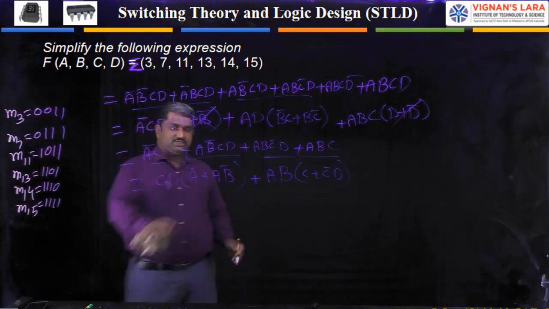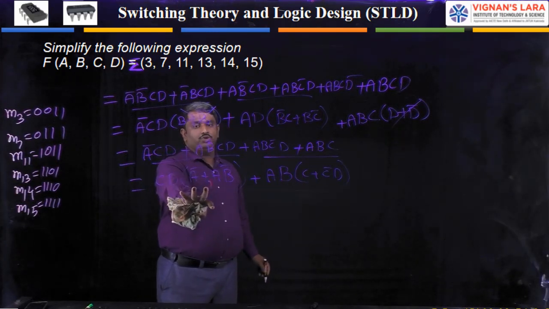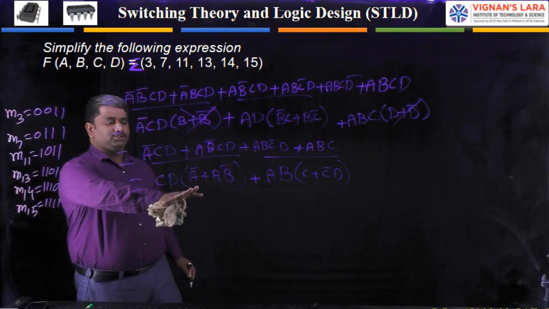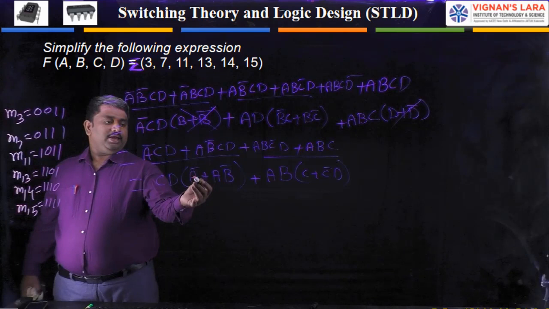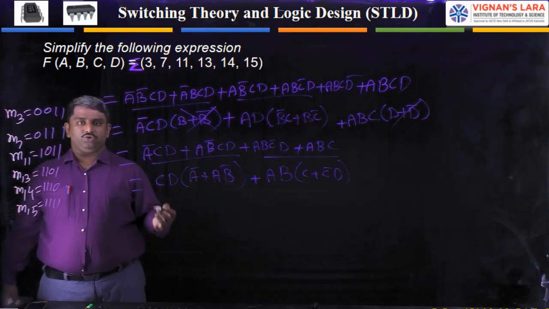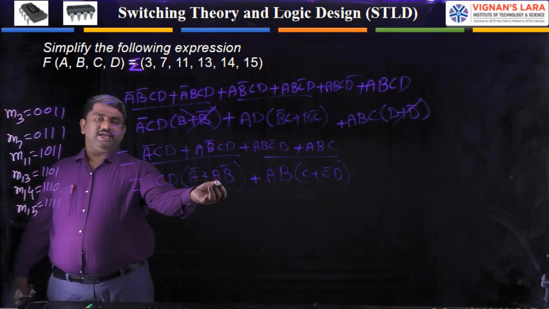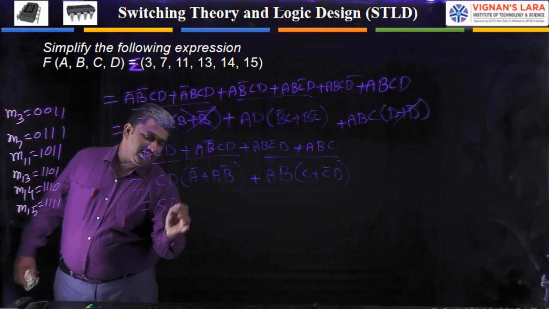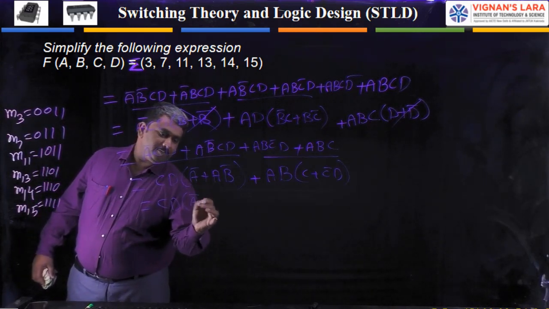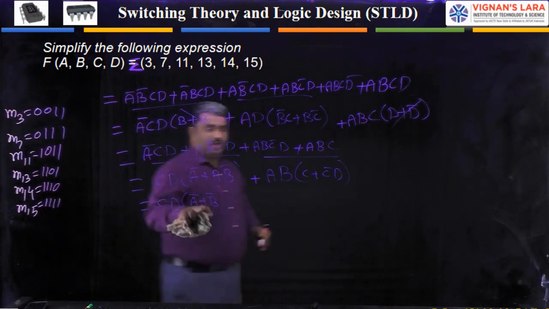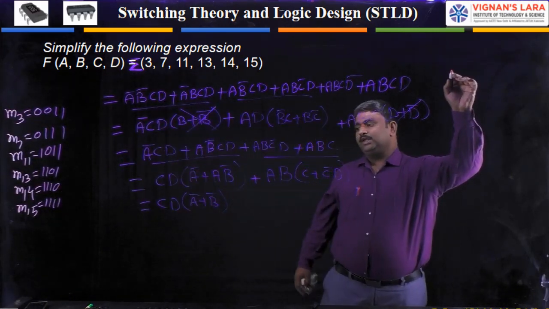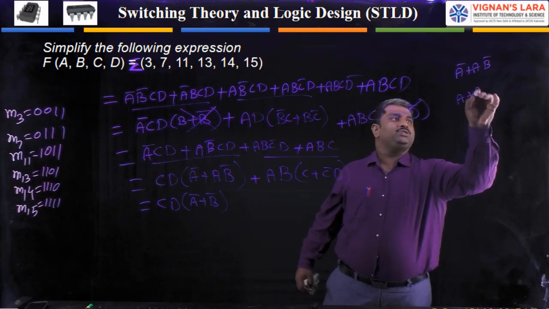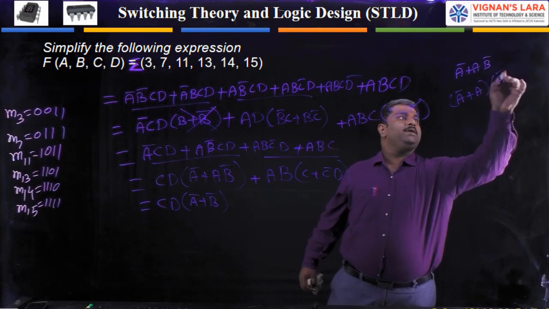Right. So see here, this function we can write using the distributive property. For x plus yz is equal to x plus y into x plus z. That is a plus a bar into a plus b bar. The final value is c d into this, which becomes a bar plus b bar. How I wrote this: a bar plus a b bar, using the x plus yz formula, is a bar plus a bar plus b bar.